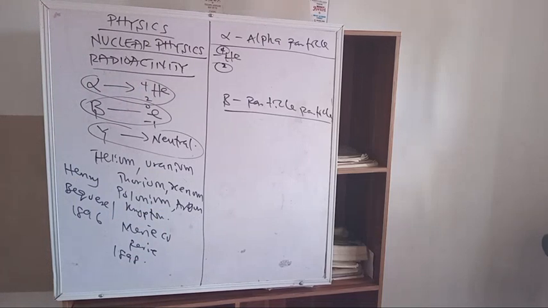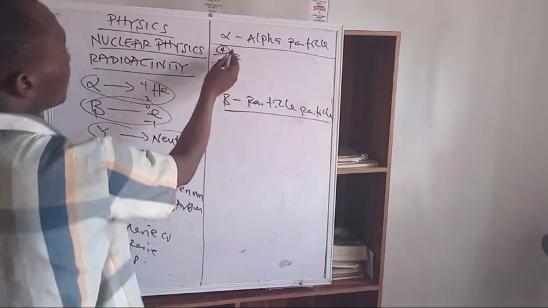Number two is that they move with high velocity. Number three, they have little penetrating power, so they can be stopped by substances like paper. Then number four, they are helium nuclei. All right, that is helium nuclei. So I've given four properties of alpha particle.